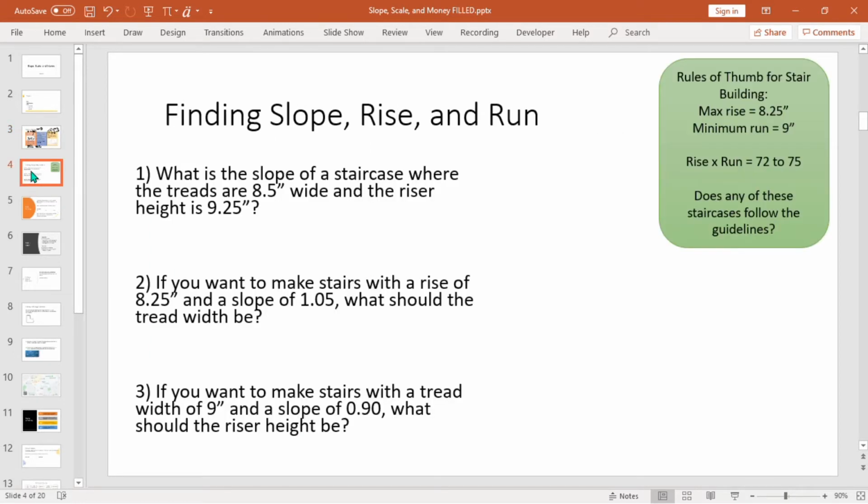Okay, so we're going to use staircases to think about slope, rise, and run. You're going to list your variables and see what you have to solve for. We've got some interesting things we'll look at after over here that I thought were kind of fun.